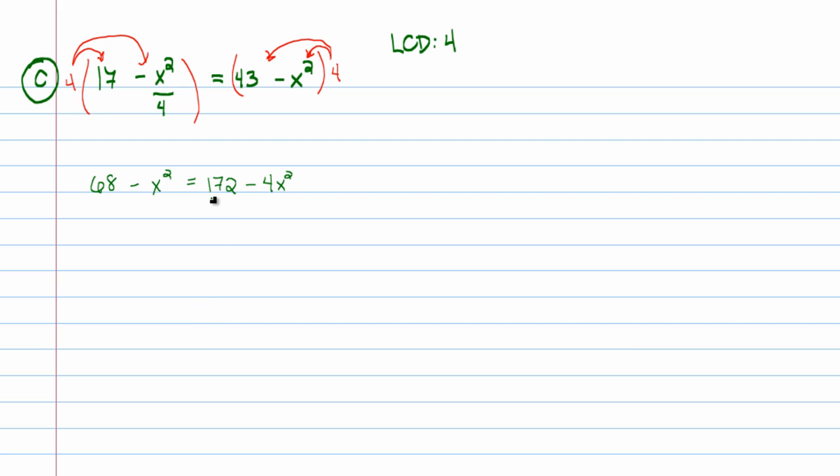Now I have a choice. Now that I don't have fractions anymore, I can start getting into the solving mode. What side do I want to gather my x squared terms on? I think for me, the left-hand side is a good idea because if I add 4x squared to both sides, I'll have positive coefficients on my x squareds. So let's see, 68 plus 3x squared is equal to 172.